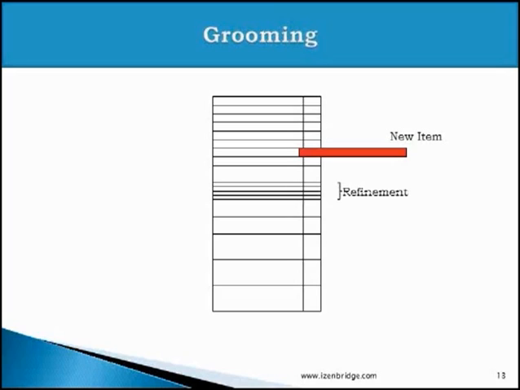We refine the epics which are getting a higher priority, which are expected to get scheduled in upcoming sprints. So refining also falls under a grooming activity. We do reprioritization. The product owner keeps doing reprioritization on the basis of various feedback he gets from stakeholders, from the market, from the team. So reprioritization also falls under product backlog grooming.